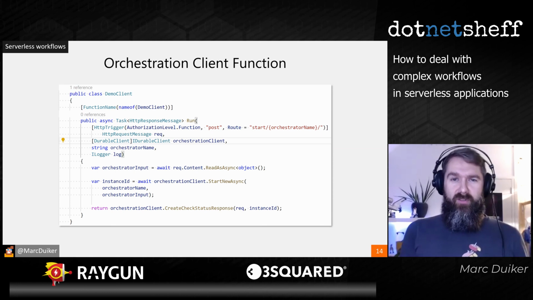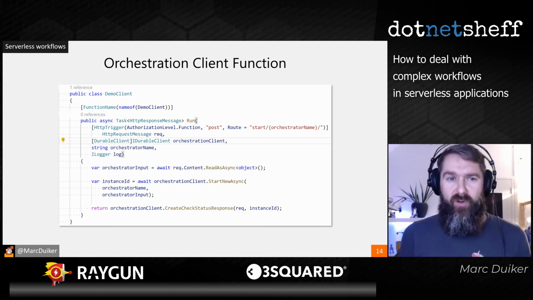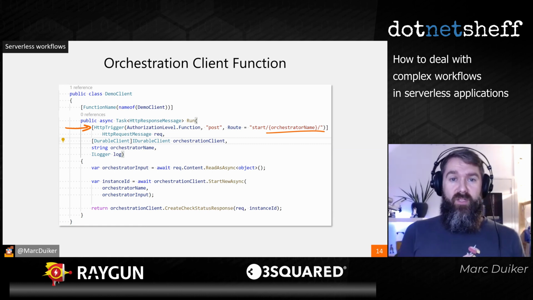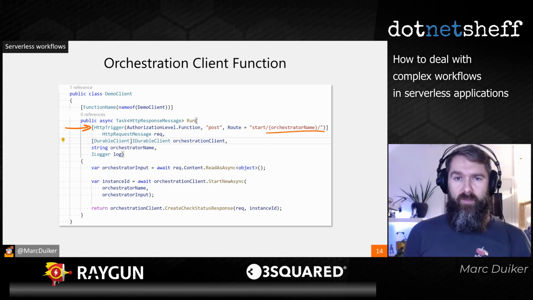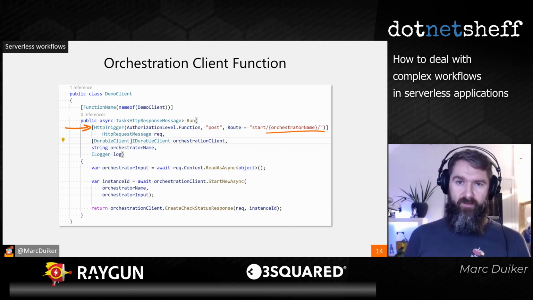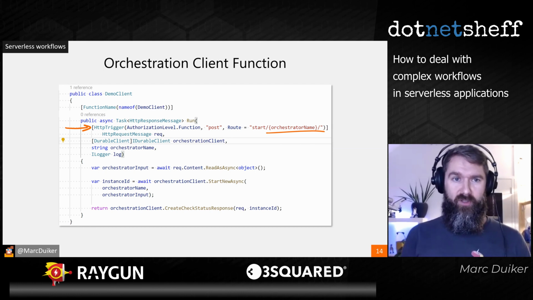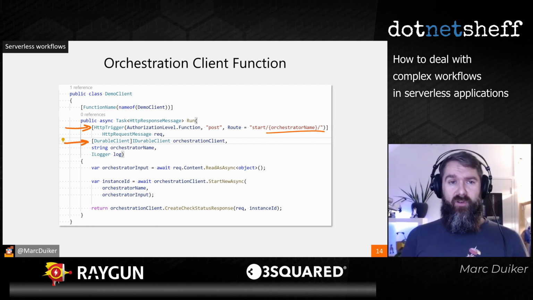A client function is basically a regular Azure function. In this case, it's an HTTP triggered function, and we have modified the route parameter so we can specify the orchestrator name that you want to start when we call this function. The runtime knows that this is a client function because we use this durable client attribute here, which gives us access to the durable client interface.